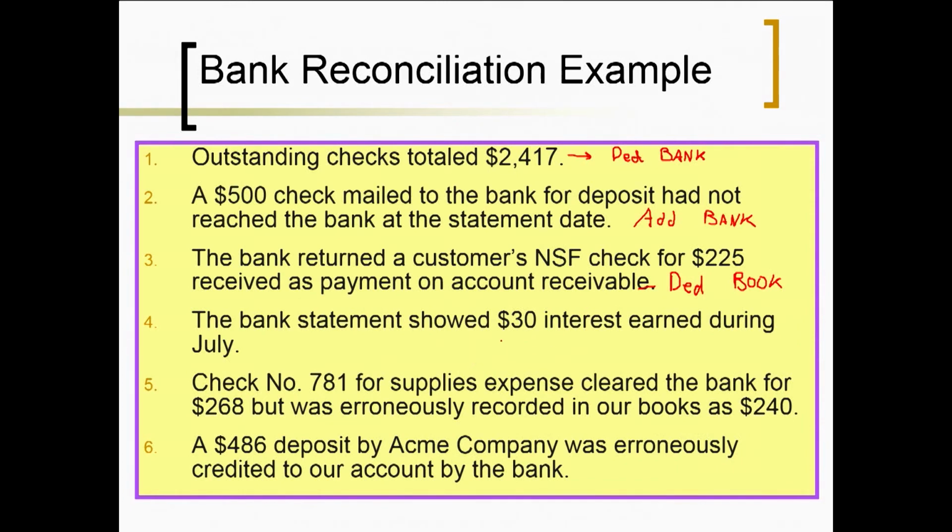The bank statement showed $30 interest earned. Okay, the bank knows about this, but we didn't until now, so we're going to add this to the book side. You with me?